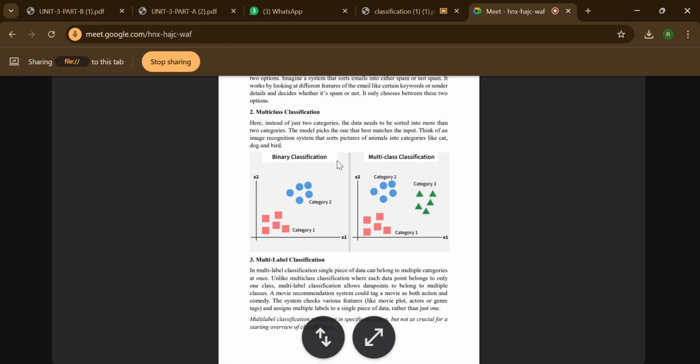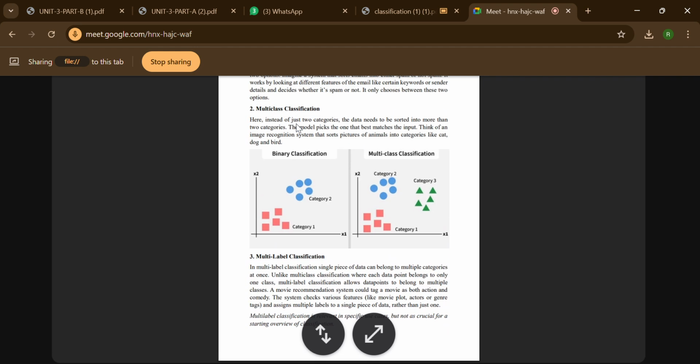Second one is multi-class classification. In multi-class classification, we have more than two classes. For example, an image classifier that identifies whether the picture is a dog, cat, or bird. Here we can see the graph representing both binary classification and multi-class classification, where there are only two categories in binary, and where there are more than two categories it is called multi-class classification.